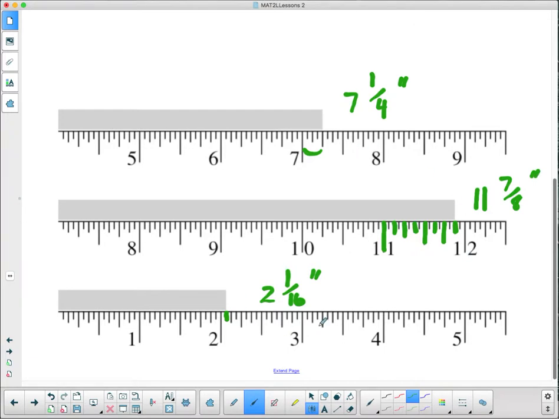So now you're going to have a worksheet where you complete a whole bunch of these kinds of things. And then we're going to actually get you to grab a ruler and start measuring some stuff around the classroom.